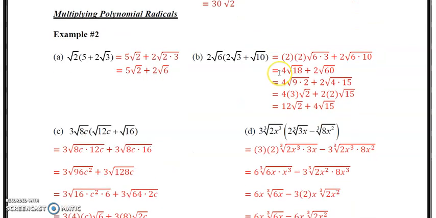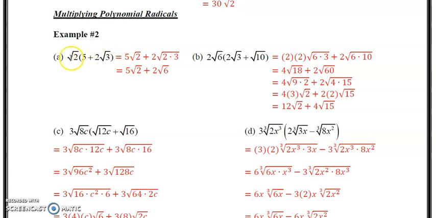Multiplying polynomial radicals. So polynomials that have more than one term, right? So this one here, it's root 2 multiplied by, all in brackets, 5 plus 2 root 3. So the square root of 2 needs to be multiplied by the 5, and it also needs to be multiplied by the 2 root 3.